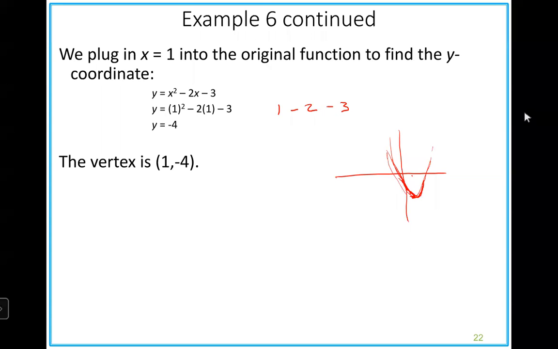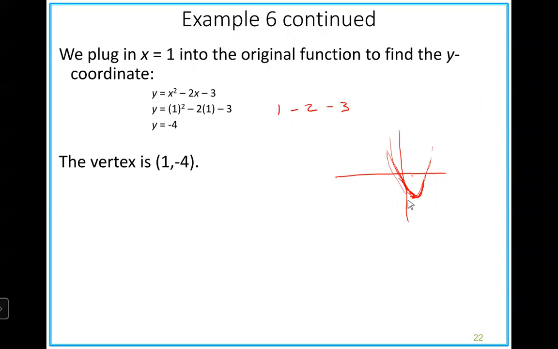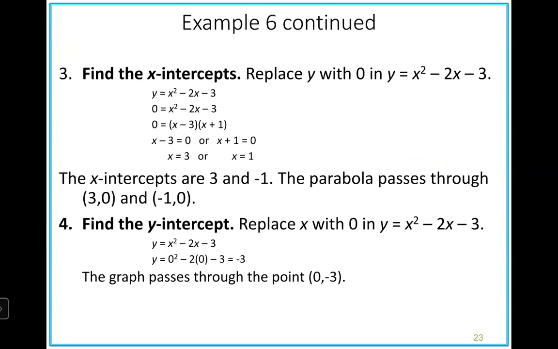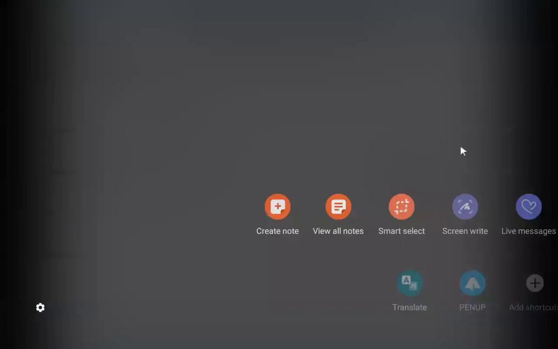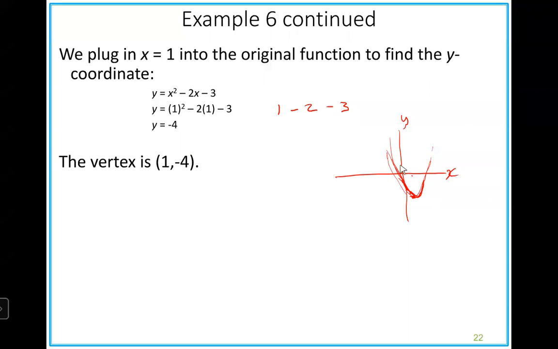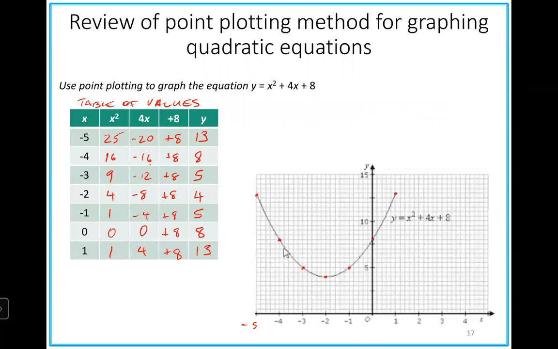Okay. So now, after we find the vertex and we know how it opens, we now need to see if we could find the x-intercept. That means we want to find where on the x-axis this graph passes through. Now, like I said, it doesn't have to pass through the x-axis, because if you look at this one we were doing here earlier, this graph does not pass through the x-axis. It's above the x-axis. So not all parabolas pass through the x-axis, but it definitely passes through the y.